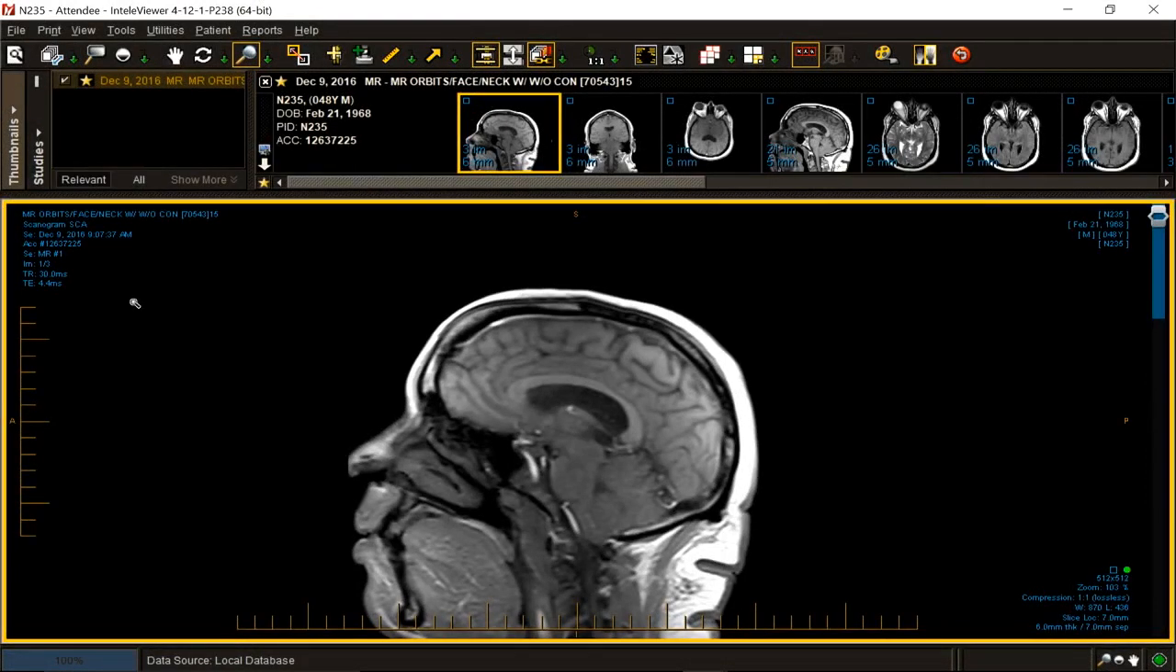This is a male, 48. His eye popped out. He's now blind in the left eye.